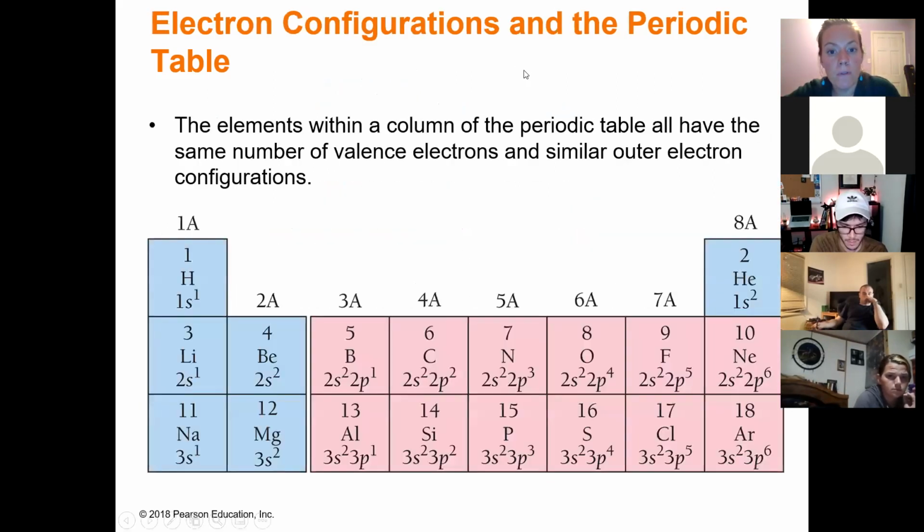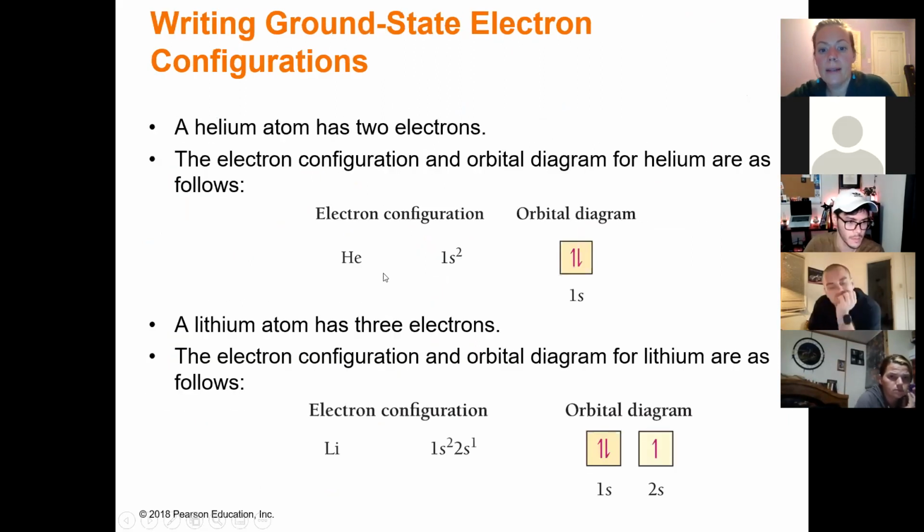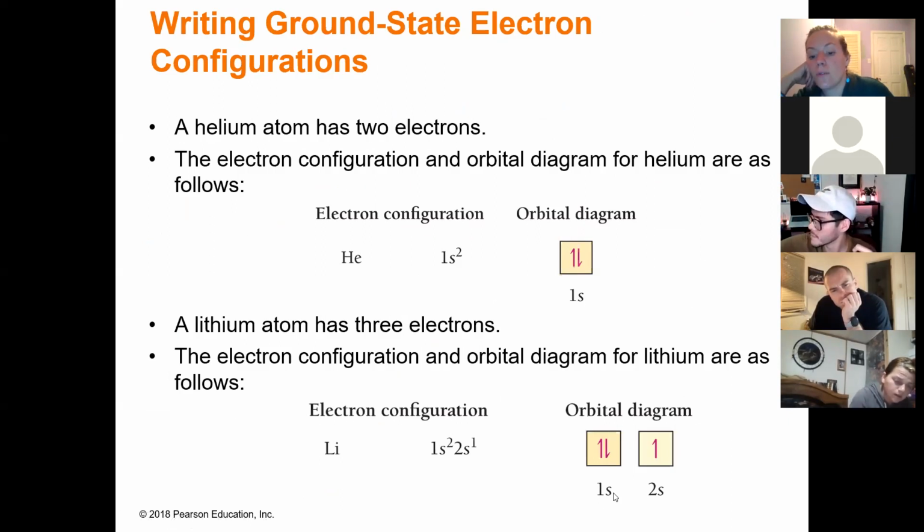Okay, let's move back a little bit here. We skipped over some stuff. So helium is the second element on the periodic chart. It has 2 electrons, so we put a 2 in the S. Its orbital diagram would look like this, a box with 2 arrows spinning in the opposite direction. Lithium has 3 electrons, so we would fill the 1s completely, and then we'd put 1 electron in the 2s. It would look like this for its orbital diagram, arrow up, arrow down, and then a single arrow up.